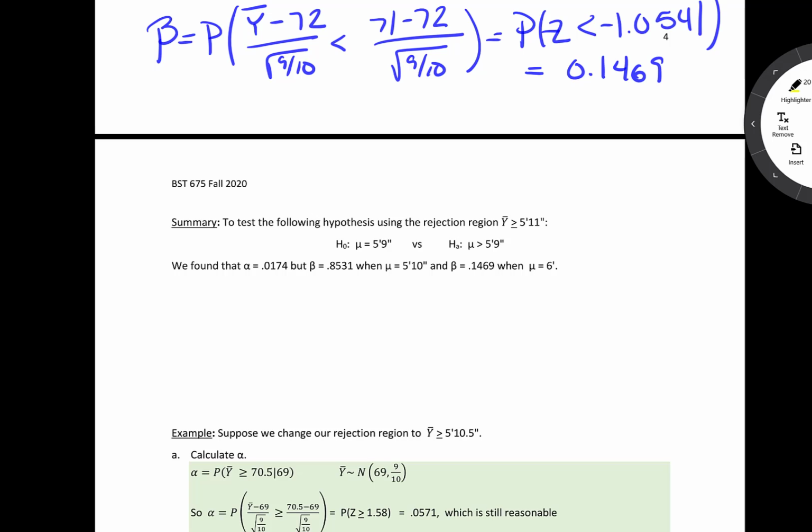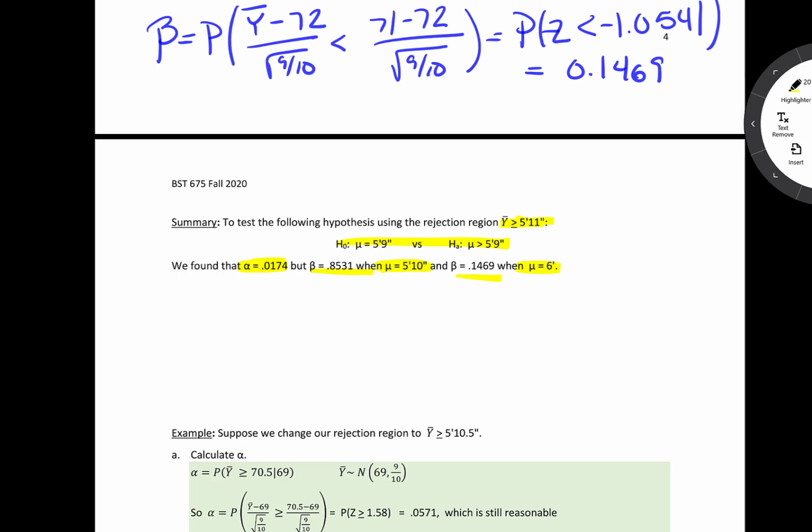So kind of just in summary of what we just saw here, if we want to test the following hypotheses with this rejection region, no matter what, alpha is equal to 0.0174. But the value of beta, or the probability of that type 2 error, is going to depend on where in the alternative the actual value of mu is. And notice the further we go out in the alternative, we do decrease our type 2 error. So again, let's look at a picture of what this looks like.